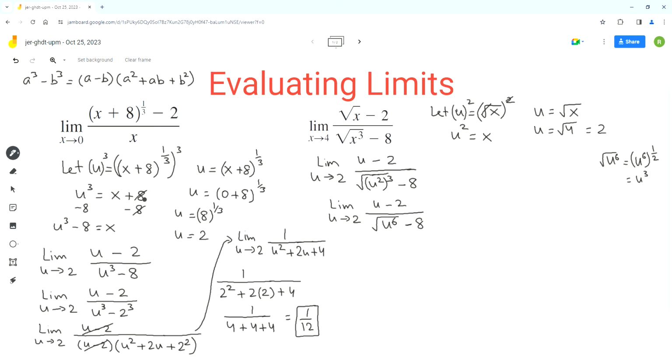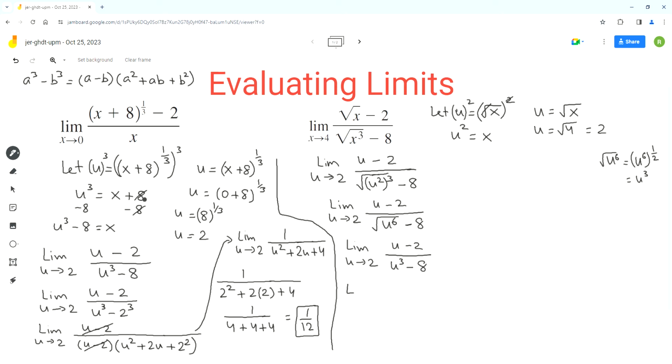So in the next step, I'll just separate this here. We can write limit u approaches 2, then we have u minus 2 over u cube minus 8. Now if we do the substitution for u as 2, then the denominator becomes 0 because 2 cube is equal to 8. So 8 minus 8 will be 0.